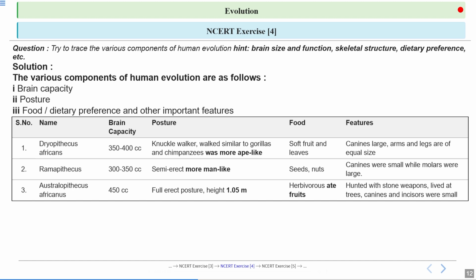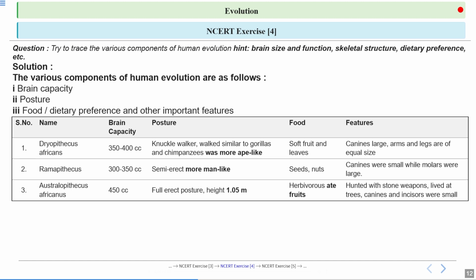Let's talk about Ramapithecus. Brain capacity was around 300 to 350 cc. They were semi-erect and they were more man-like. So you should remember this: Ramapithecus was more man-like as compared to Dryopithecus. What was their dietary preference? Seeds and nuts. Now their canines were small while molars were large. The evolution of teeth also depends on their diet.